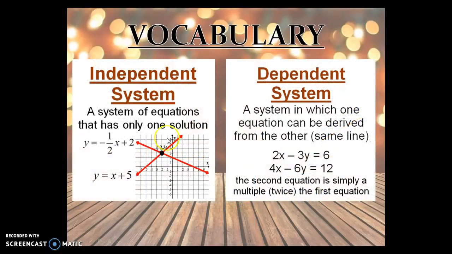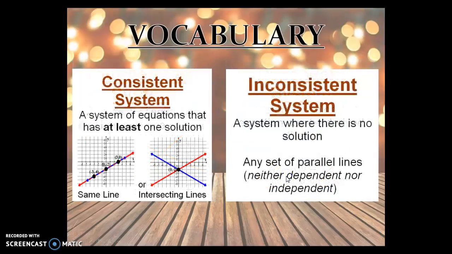Independent system has only one solution. Dependent system can have more than one solution. Consistent system is anything that has at least one solution. Inconsistent system has no solutions.